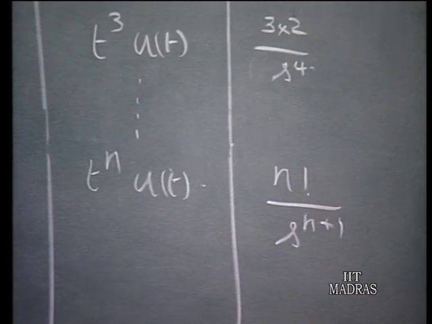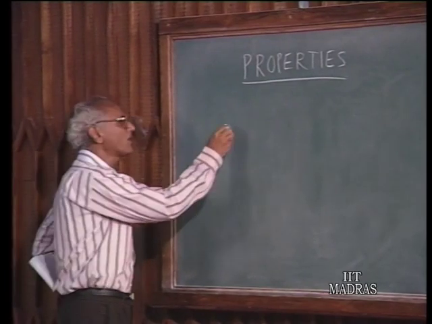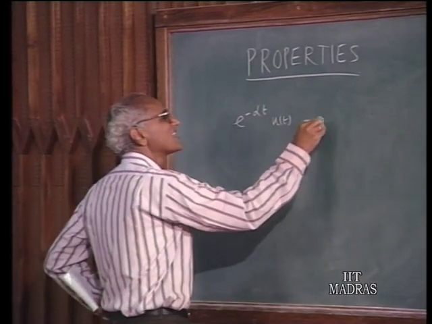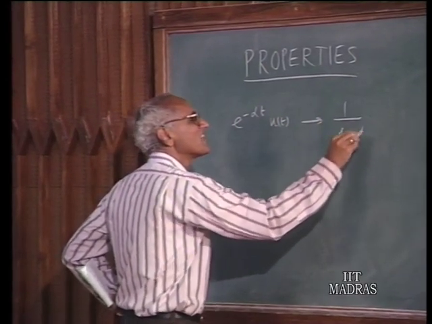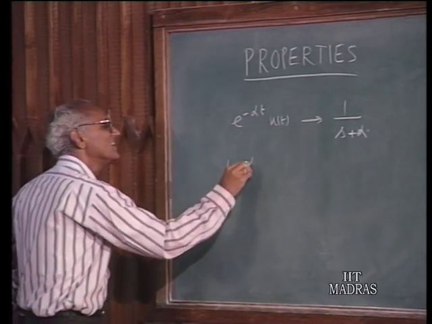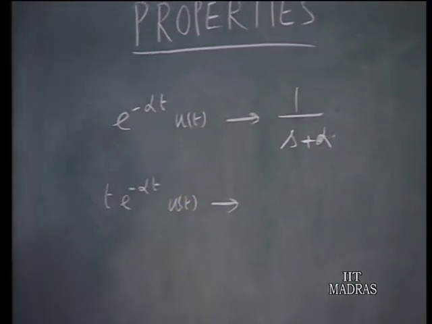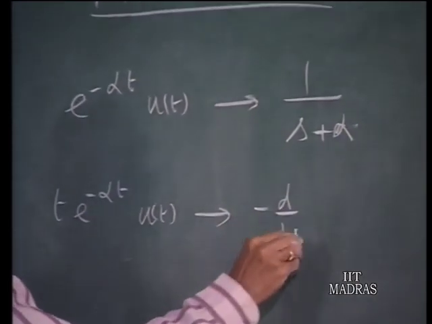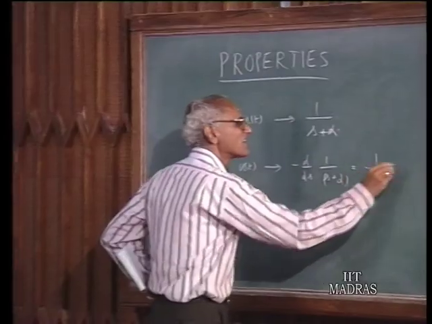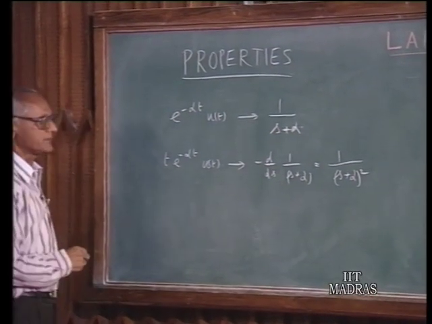Okay. Let us now consider another example. Suppose I have e to the power of minus alpha t u(t), then we know its Laplace transform is 1 over s plus alpha. Now suppose I multiply this by t, t times e to the power of minus alpha t u(t), then its Laplace transform is minus d by ds of 1 over s plus alpha, and that is indeed 1 over (s plus alpha) whole squared.